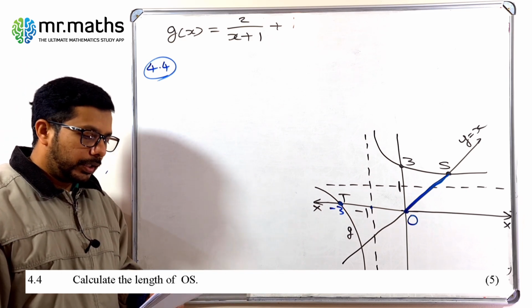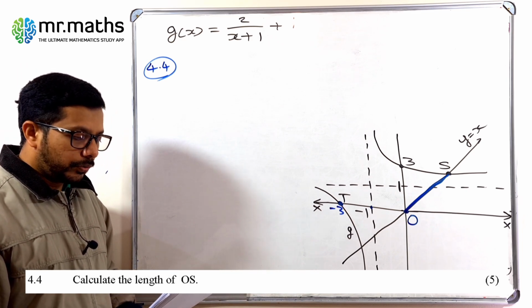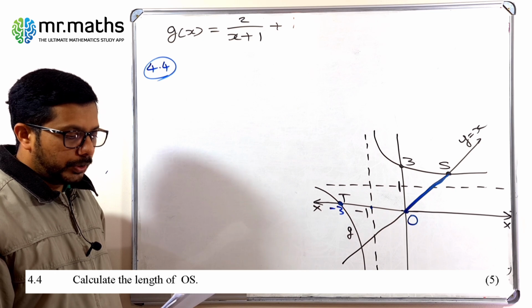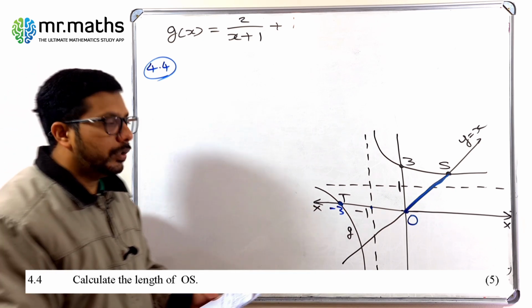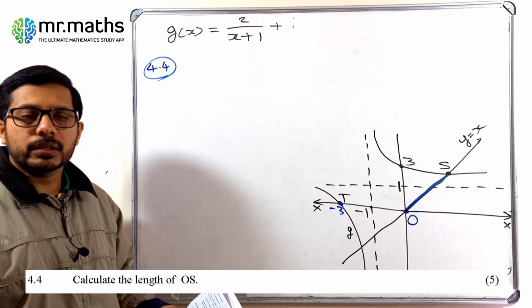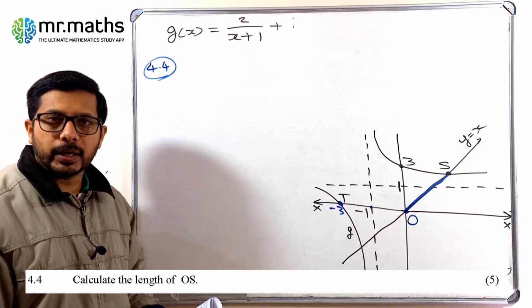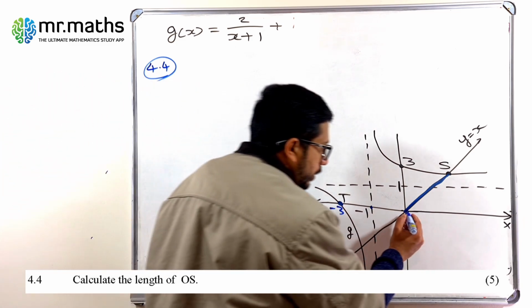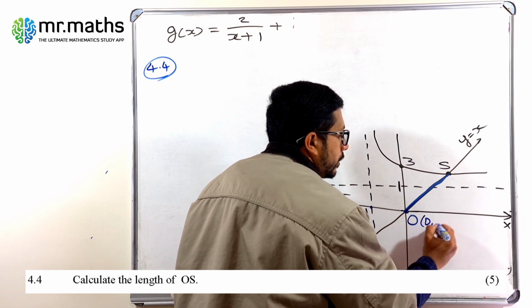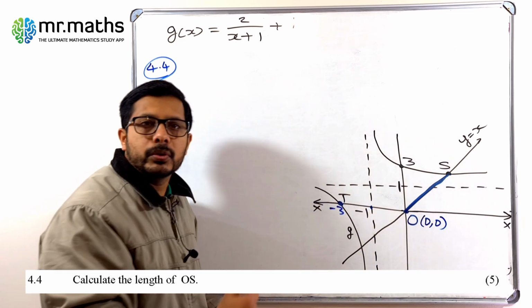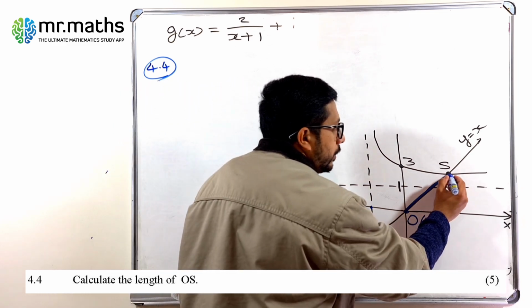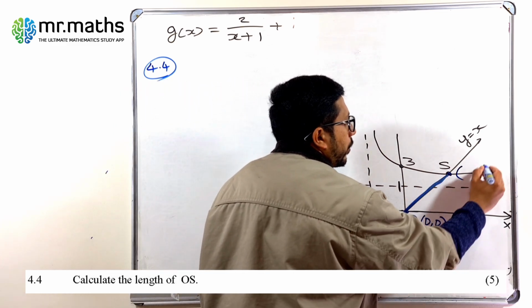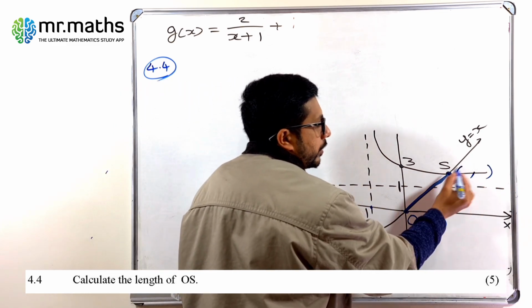So how can you find the length of OS? To find the length of OS, we can use the distance formula. Am I right? Here at this point, what is the coordinate? 0, 0. We know that at the origin the coordinate is 0, 0. Now at this point, what is the coordinate? How can you find the coordinate of this point?